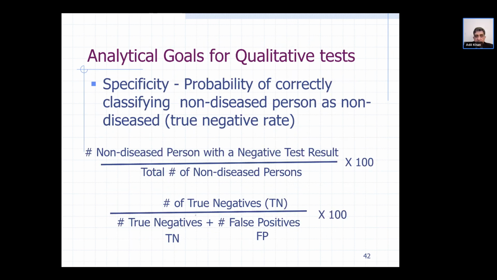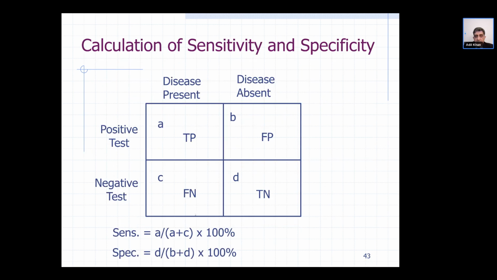So that's the sensitivity. Then you also have the specificity. This is the probability of correctly classifying a non-diseased person as non-diseased, i.e. a true negative rate. So this is basically the number of true negatives divided by true negatives plus false positives, multiplied by 100. And this is sort of analysis of those numbers.